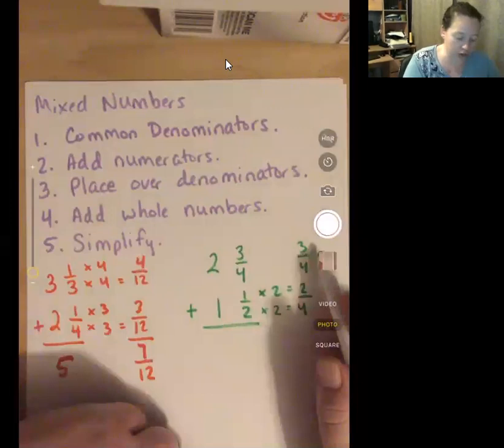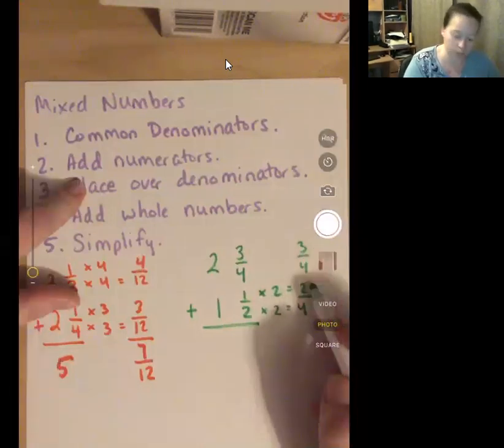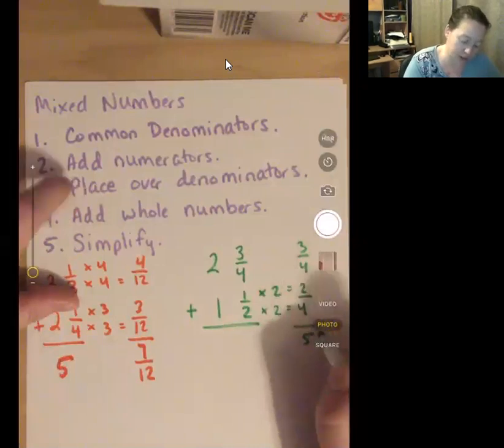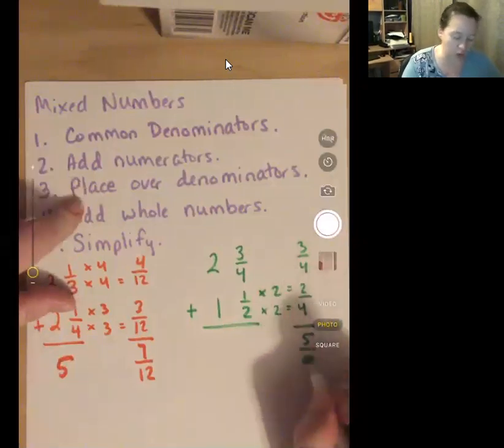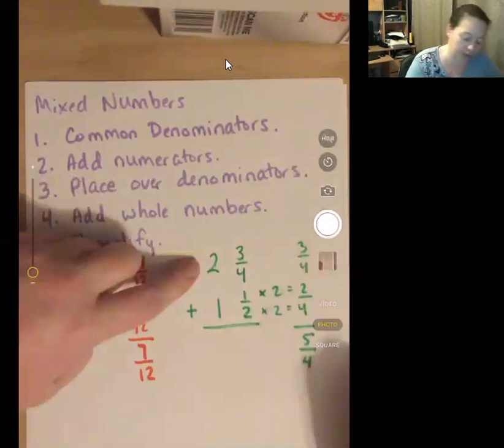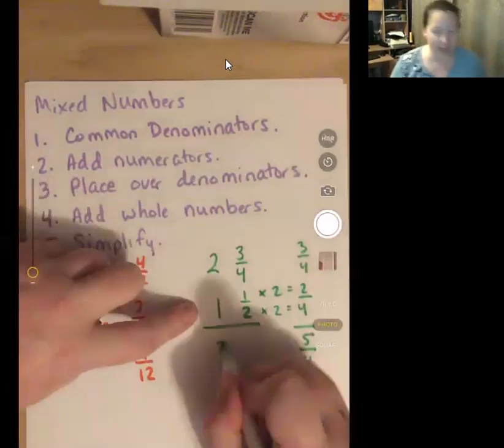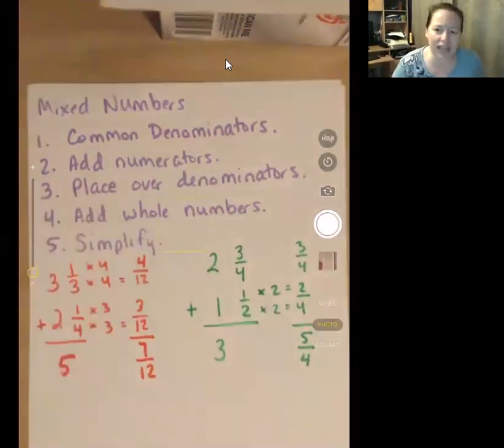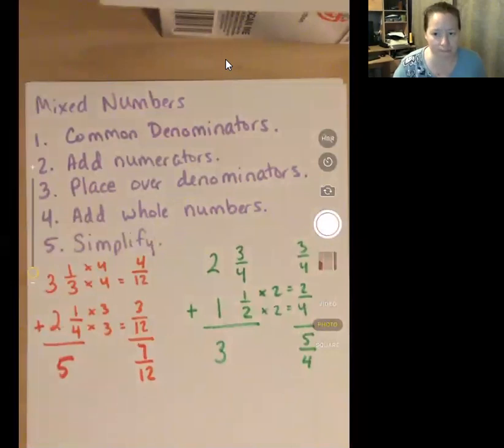Add our numerators. 3 plus 2, 5. Place over the denominators. Add the whole numbers. 2 plus 1, 3. And now I have 3 and 5/4. We can't actually do that one. We need to simplify it.